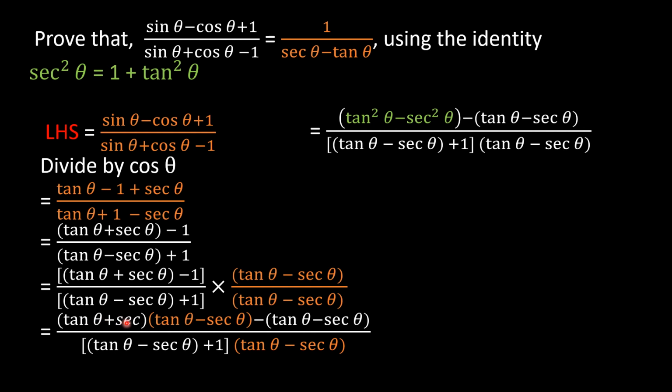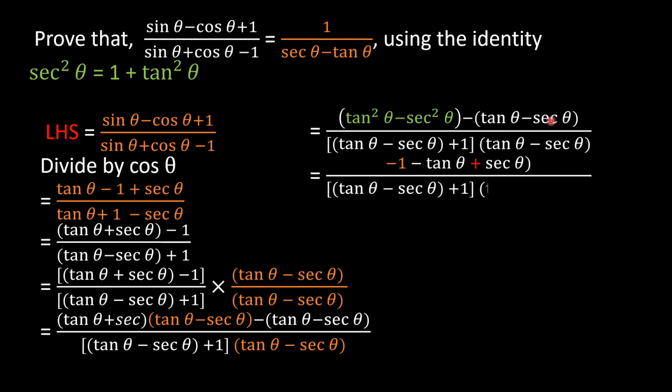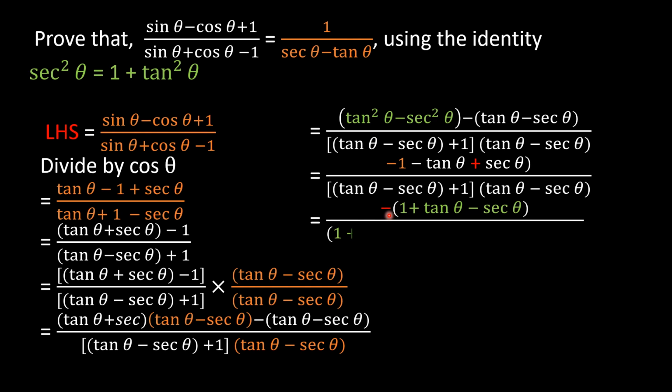Tan theta plus sec theta multiplied by tan theta minus sec theta will be tan square theta minus sec square theta, minus (tan theta minus sec theta). Now tan square theta minus sec square theta will be minus 1, and when we open this bracket, this will be minus tan theta, minus multiplied by minus sec theta will become plus sec theta. Now in the numerator we will take minus sign common and write minus of (1 plus tan theta minus sec theta).